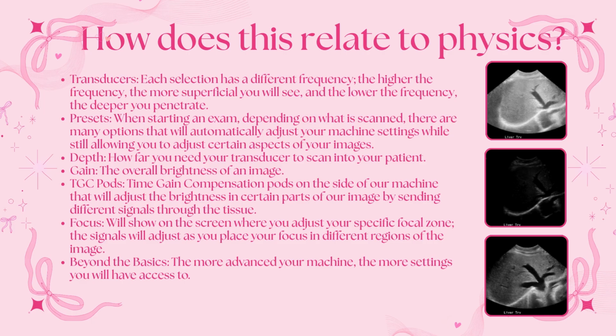And there's many other things that are beyond the basics of the machines. The more advanced your machine, the more settings you will have access to. Some settings will include things like color mapping, which changes the color of the overall image to things like blue, red, purple, etc., and will emphasize the contrast between tissues, or another setting, like edge enhancement, that will sharpen your image by combining signals to emphasize brighter edges and higher contrasts, and many, many more things. I just won't get into them.